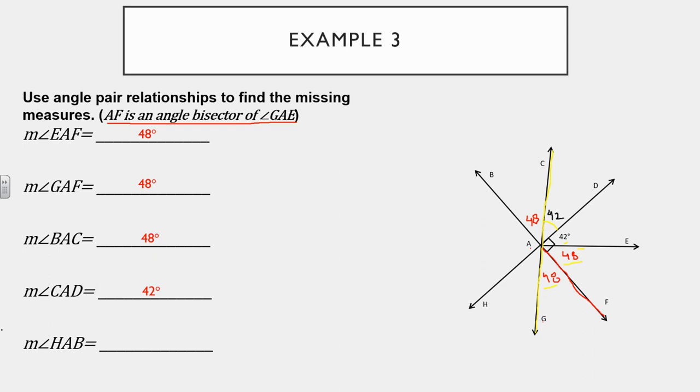And next, HAB. Let's go ahead and point that out. HAB would actually turn out to be, there are different ways you can go about this. We do know that this is 90. We know that this is a straight angle, so this would have to be 90 degrees. We also know that this and this are vertical angles, so that's another way you can go about it.